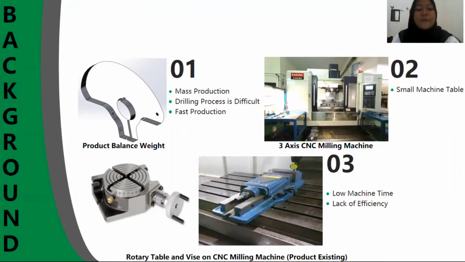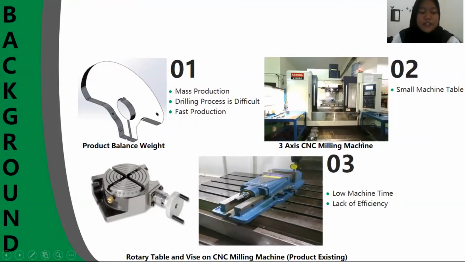There are several problems in producing the balance wheel. Namely, the balance wheel has a difficult holding position for machining, a large production demand, and limited 3-axis CNC milling machine room to be used. This is the 3-axis CNC milling machine at CV Gaya Indah.